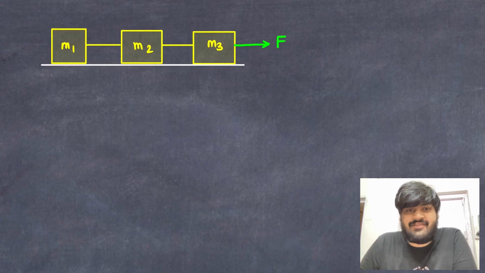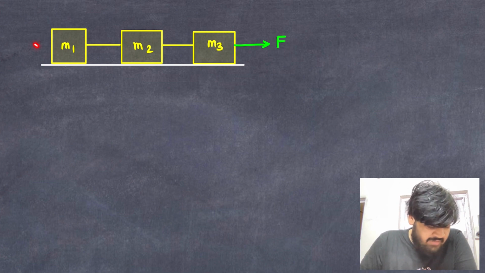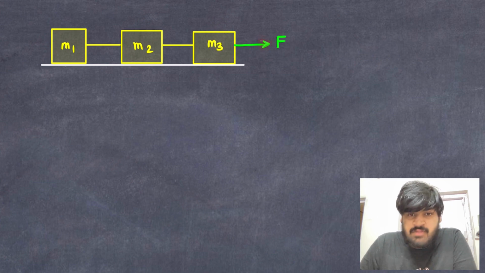So hello guys, proceeding on to the second example. Over here we have three blocks, m1, m2 and m3, and m3 is actually pulled forward with the force of capital F. So we need to find the acceleration first.